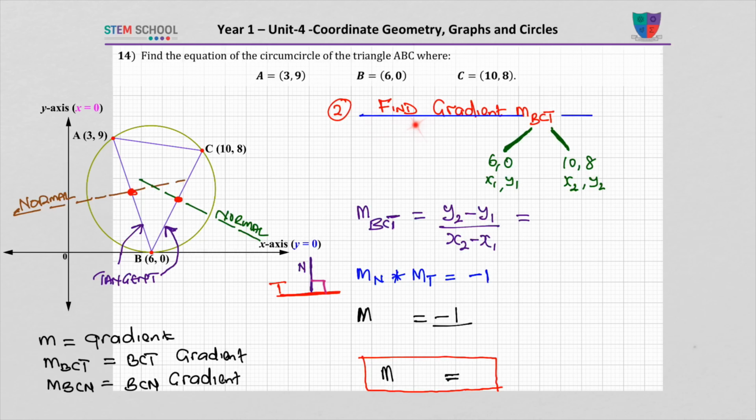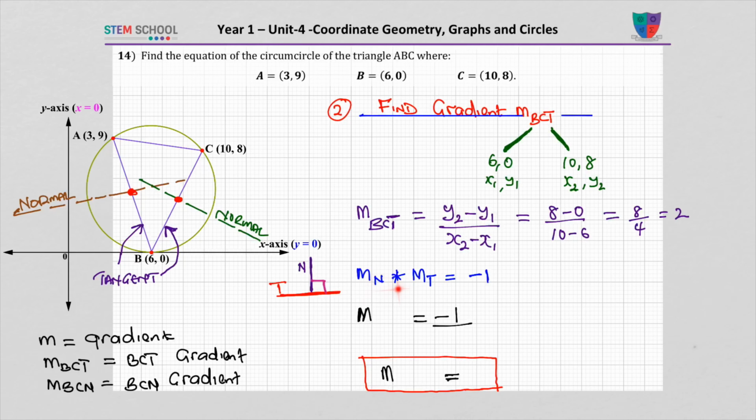So the first is to find the gradient of the BC tangent. So this is BC here, tangent. And B has coordinate 6, 0. C has coordinate 10, 8. We call these x1, y1, x2, y2. And now we need to put in the values here to find the gradient of the tangent for BC. So that will be 8 minus 0 over 10 minus 6. And that equals 8 over 4, which equals 2. So the gradient of the tangent here for BC is 2.